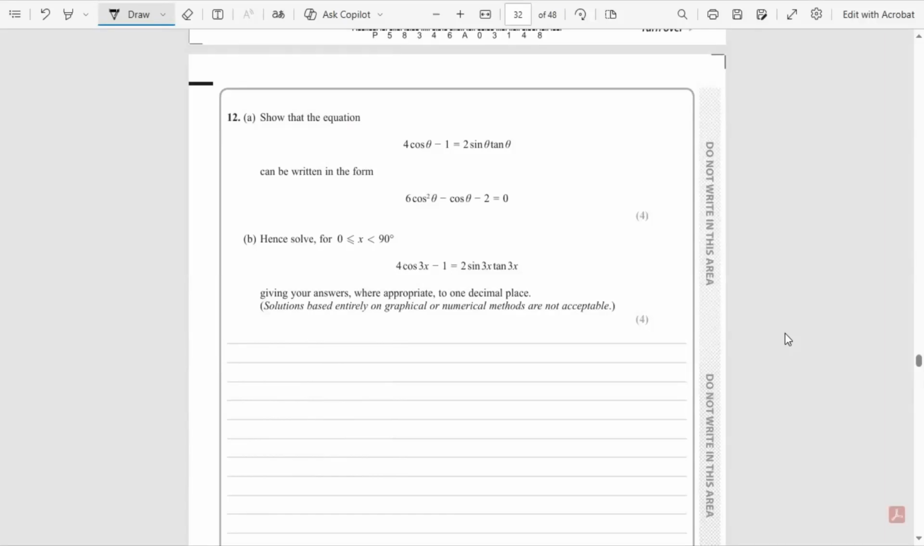Hi everyone. So in this video, we're going to work through a Year 12 Pure Maths question from the AS 2018 paper. And this question is on trig identities and trig equations. So for part A, show that the equation 4 cos theta minus 1 equals 2 sine theta tan theta can be written in the form 6 cos squared theta minus cos theta minus 2 is equal to 0.